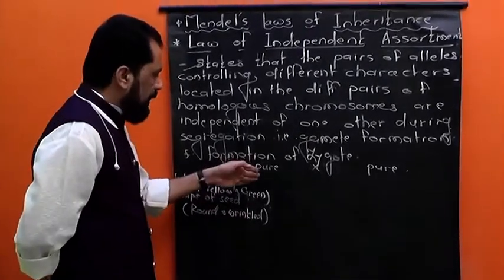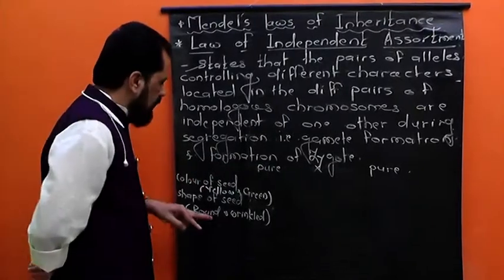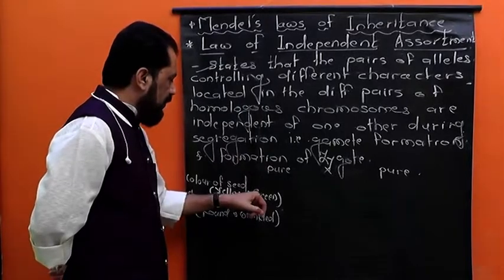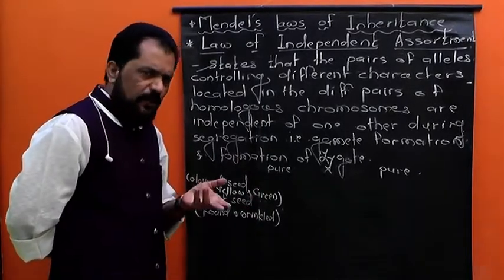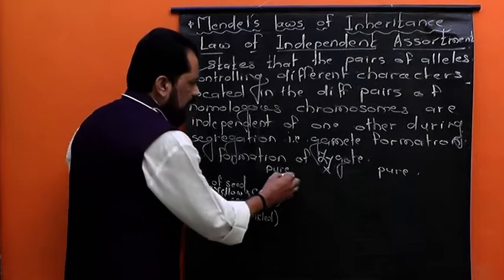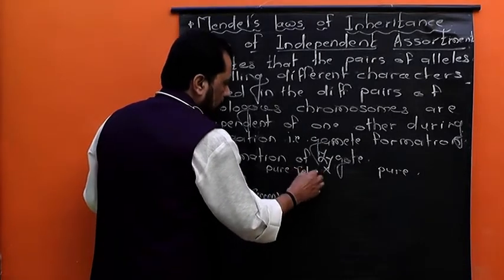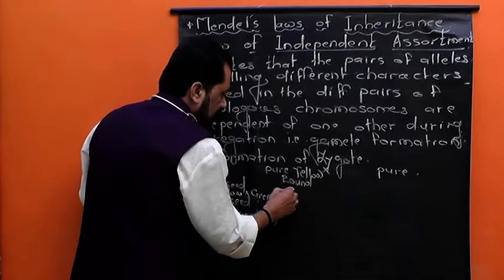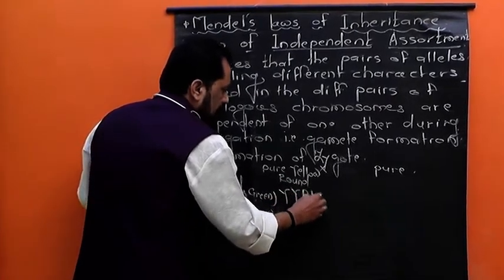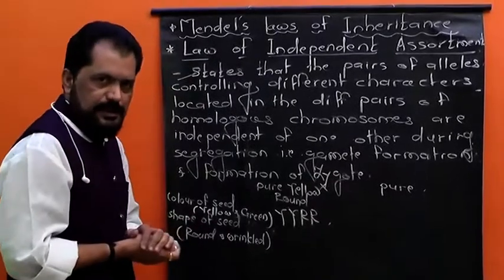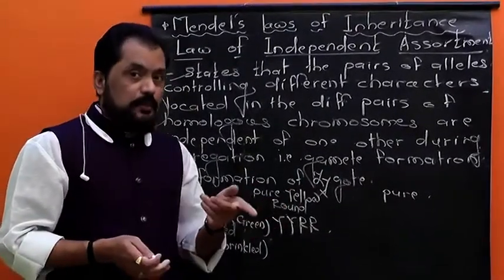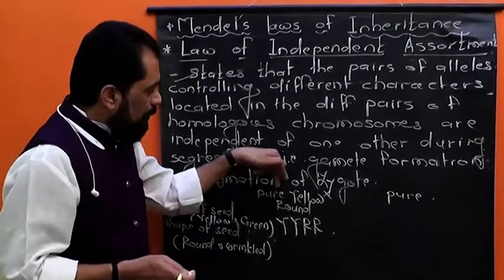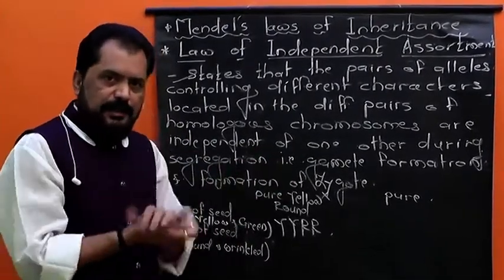Therefore one parent is homozygous for yellow round and the second parent homozygous for green wrinkled. Therefore, obviously, the genotype of one parent, the pure yellow round, is capital Y, capital Y, capital R, capital R, isn't it? Because these parents are pure homozygous. It means in each allelic pair both the genes are identical.